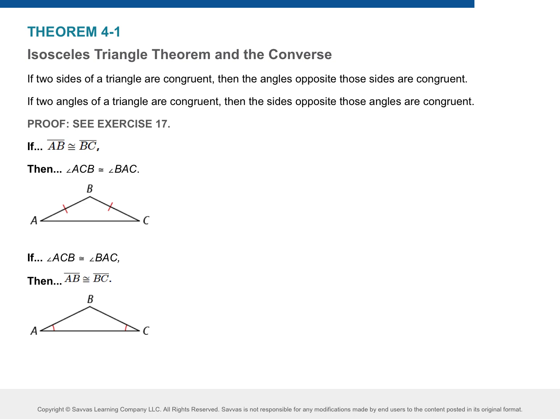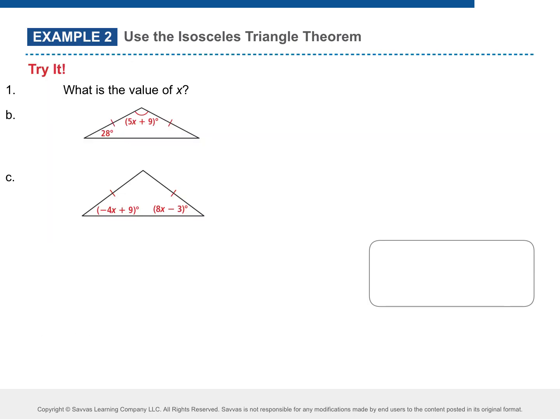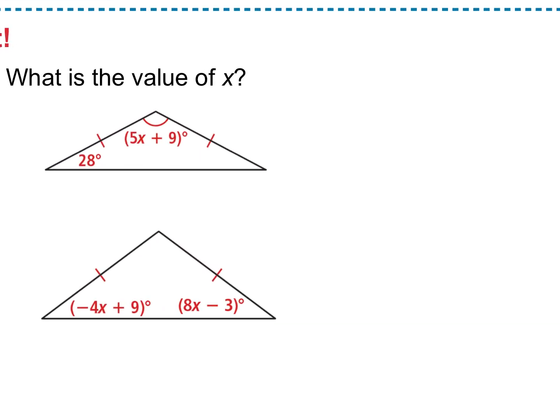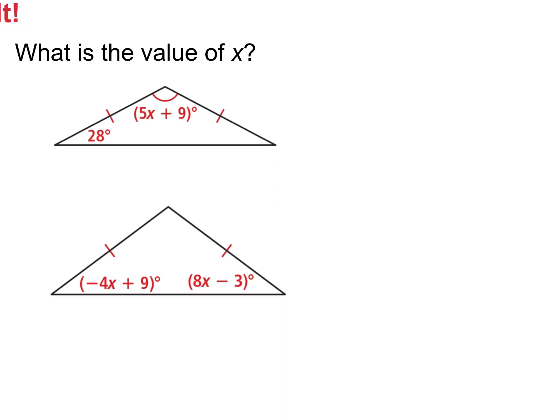Looking at example 2, we're going to be getting into a lot of algebra here. On example 2, what kind of triangle is that on A? Isosceles or equilateral? Isosceles. We got that because these two sides are the same. What else can we assume? The two bottom angles are the same. So if one of them is 28, what's the other one? 28. Good.